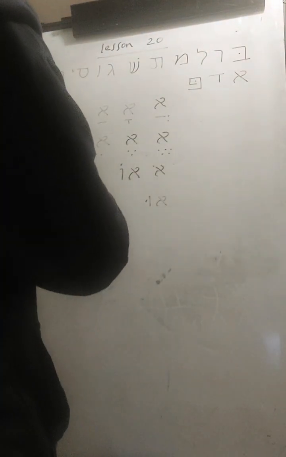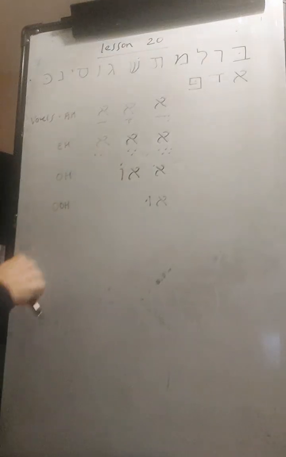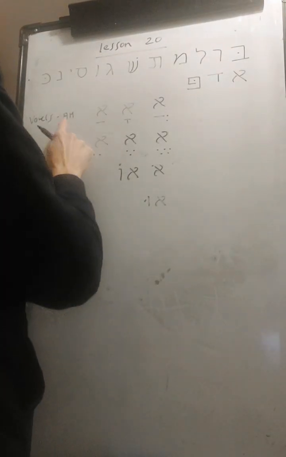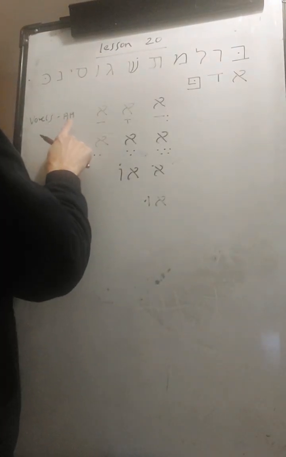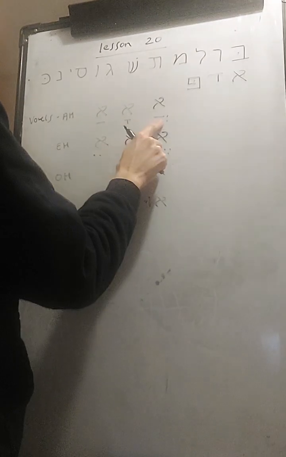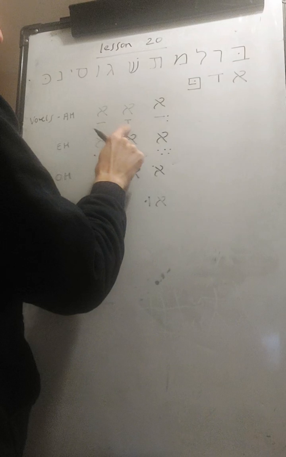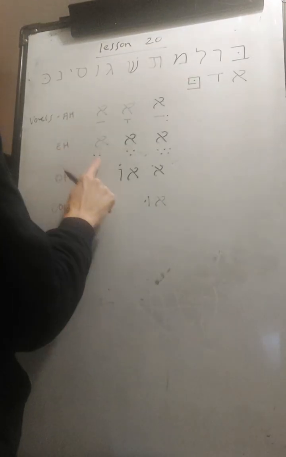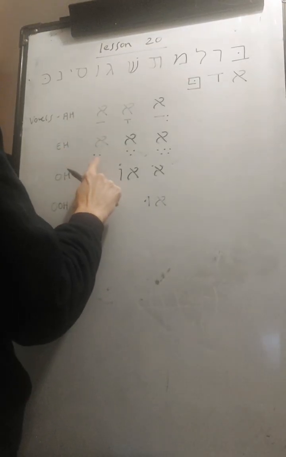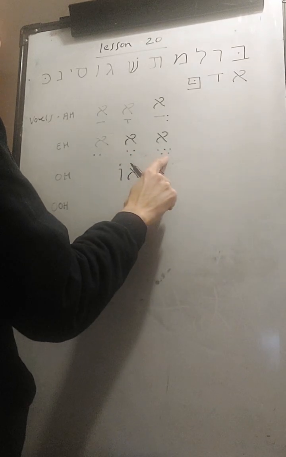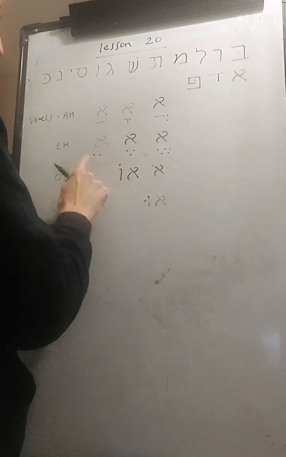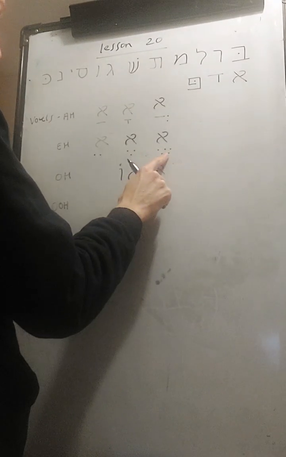So today we're going to go over the vowels that we've already learnt so far. So we've done the A vowel, which is any one of these three symbols underneath any Hebrew consonant, and they all sound as A. We got the E vowel, which is 2 dots, 3 dots or 5 dots under any Hebrew consonant, and they all read as E.